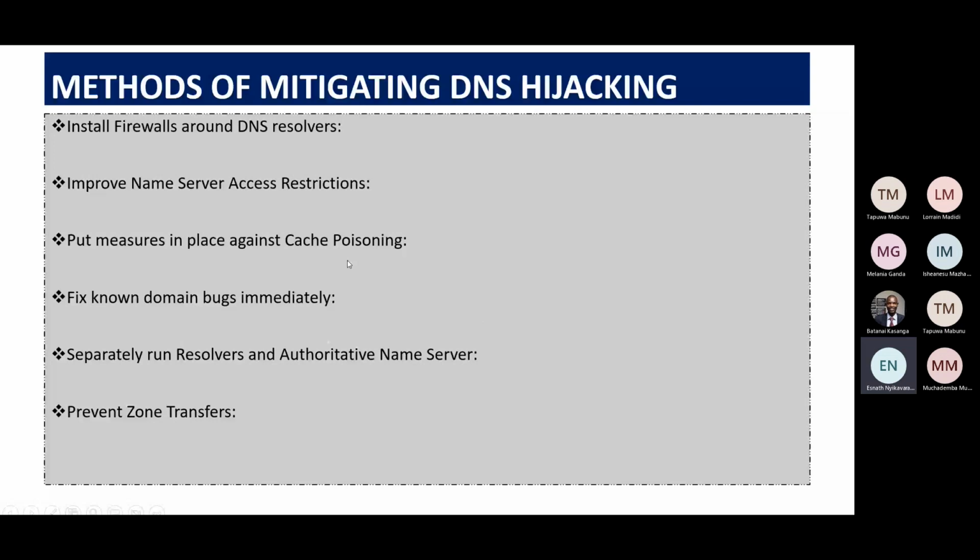There are so many measures we can take to mitigate DNS hijacking, but for the sake of time, I'm going to explain three. Since DNS hijacking is a frequent attack on websites, both website owners and users should put precautionary measures in place to prevent it. There are many ways to prevent DNS hijacking from the front end and back end of a website's usage. First one being to install firewalls around DNS resolvers.